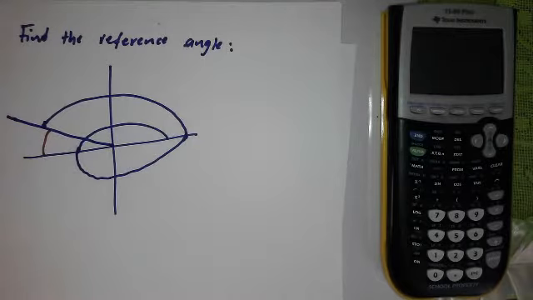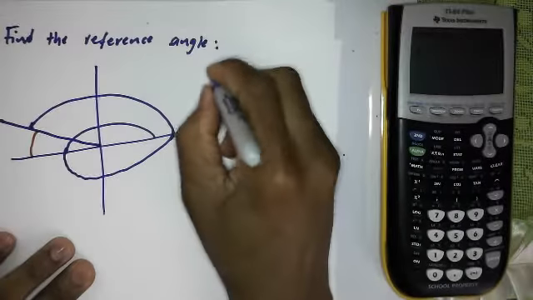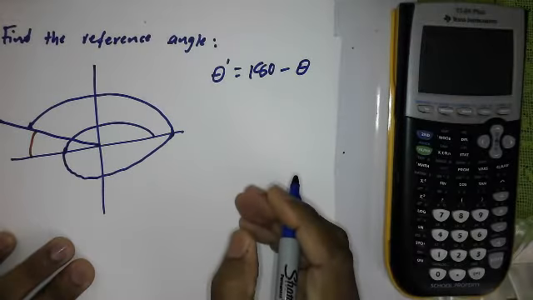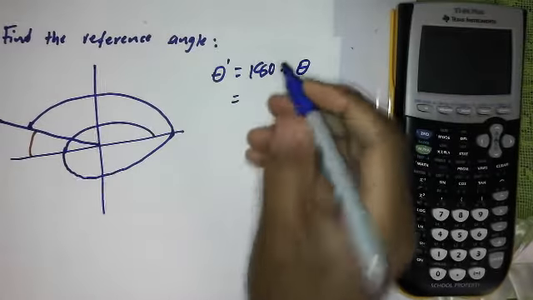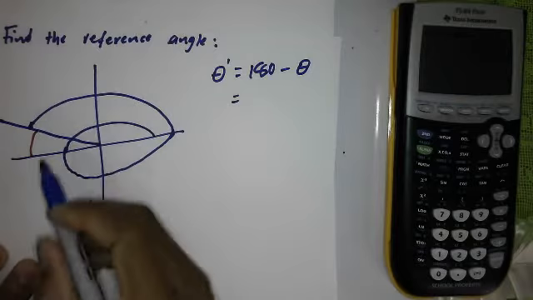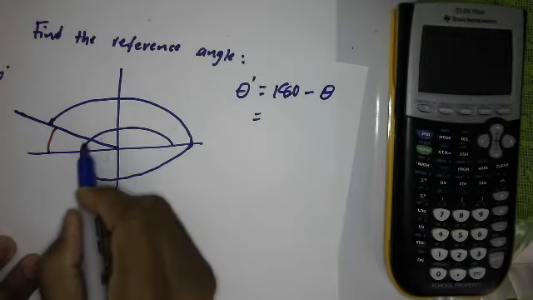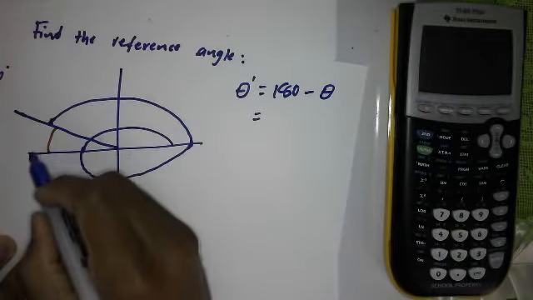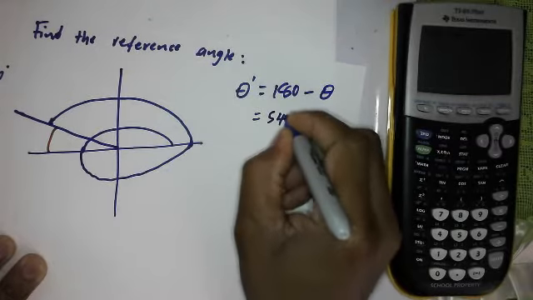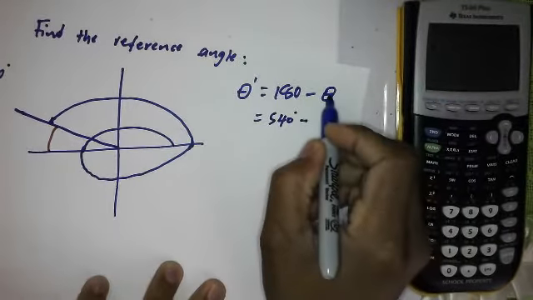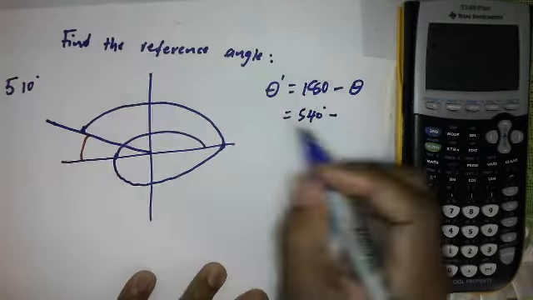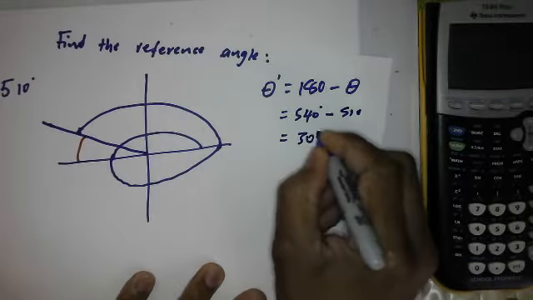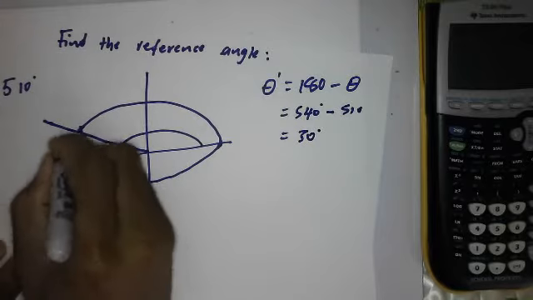But because it is found in the second quadrant, then we know that our reference angle is equal to 180 minus the angle given to us in the question. Now this 180 will be how many 180 movements we made. So this is 180 plus another 180, that is 360, plus another 180, that is 540. So that would be 540 degrees minus the angle that we got in the question, which is 510. So our reference angle would be 30 degrees. So this part here would be 30 degrees.